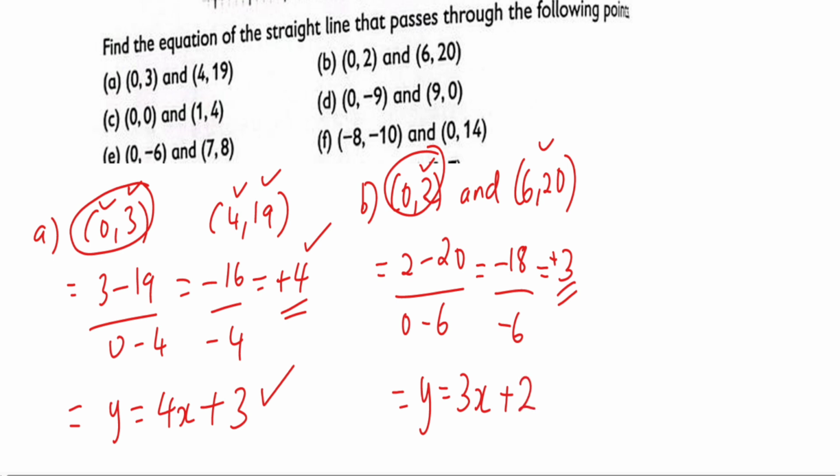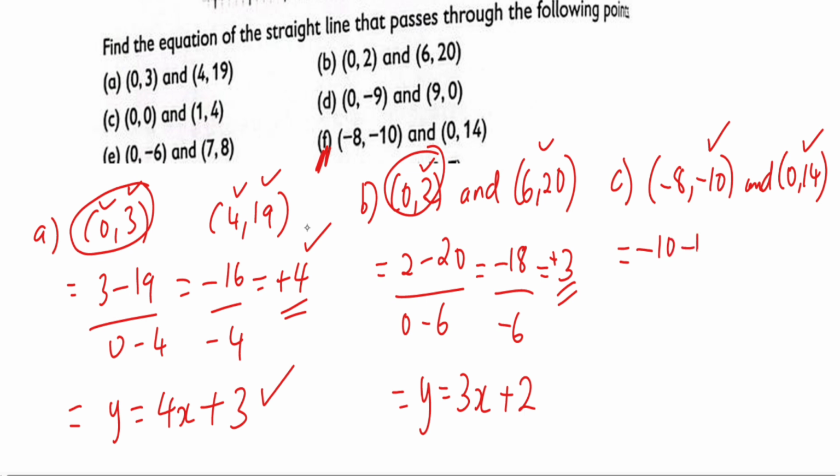Tamam. Very easy. Now let me just try one last question. I said I'll do this question, but it's a lot of questions, but you can try it out by yourself when you have the time. Let me try another question, which is this question. So you have negative 8, negative 10, and you also have 0,14. Now changing y over changing x. This minus 10 minus 14 all over minus 8 minus 0.